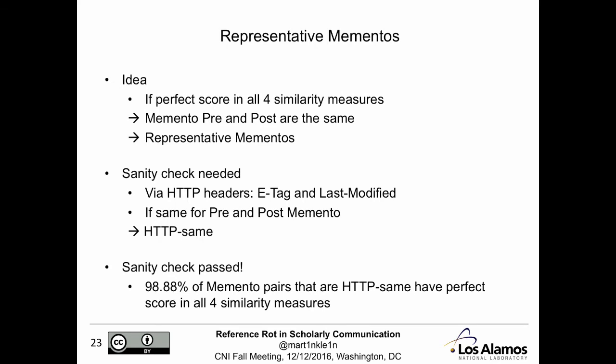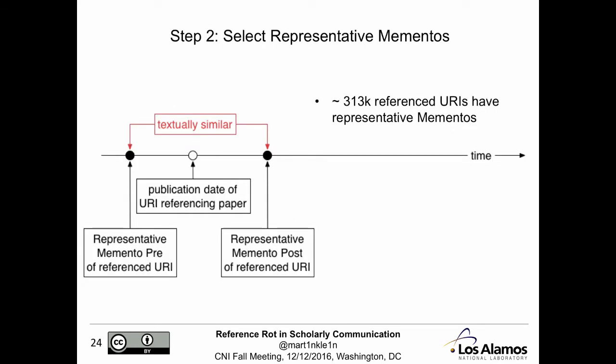All right, so back to our comparison. We do compare memento pre and memento post. We figure out if they're really contextually the same, and the text is the same, and we end up seeing 313,000 URIs having a representative memento available in our web archives. So given that we started off with 1 million, we are now down to 30%. That's the name of the game, right?